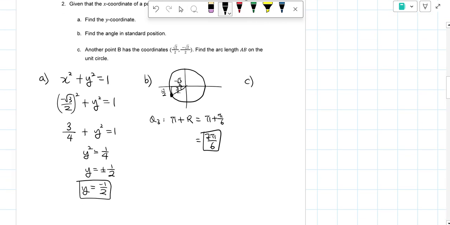Let's see. Another point B has the coordinates square root 2 over 2, comma negative square root 2 over 2. So let's start by plotting that point as well. I'll draw another unit circle.